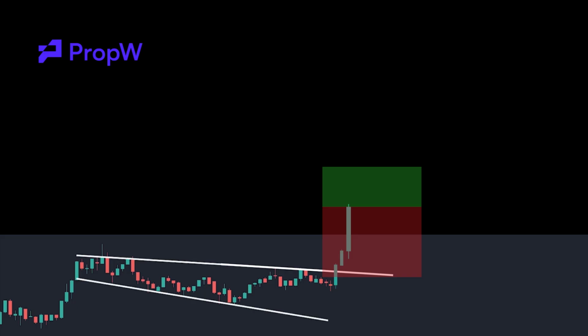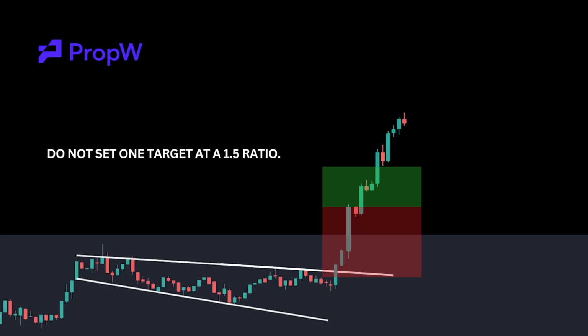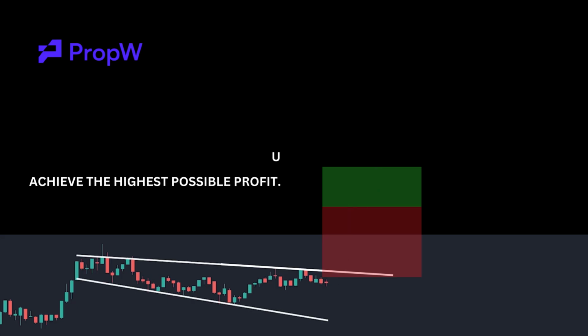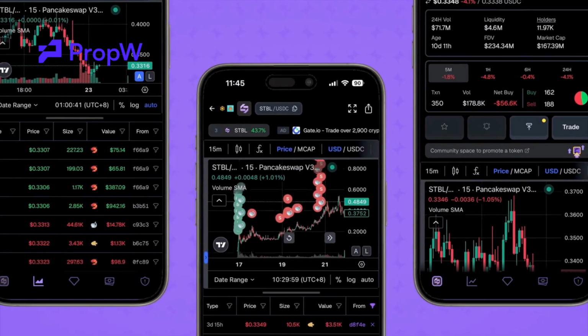Now that we have our entry point, we need to figure out an exit strategy. With breakouts, they tend to have large upsides. Therefore, do not set one target at a 1.5 ratio. Rather, set more than one goal so that you achieve the highest possible profit. If you do not know how, follow our previous lessons on the channel and enhance your trading experience daily.